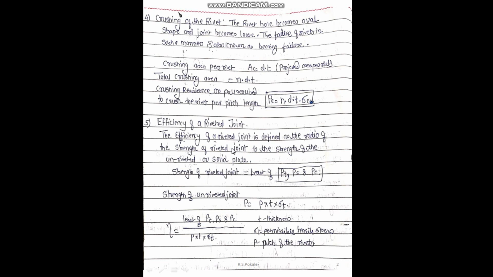Then, lastly, you have to check the efficiency. We found that the rivet may fail by tearing, that is tensile force, it may fail by shearing tau, or it may fail by crushing of the rivets. So whichever failure occurs, tearing, shearing or crushing, you have to find out the efficiency of the riveted joint. To find the efficiency, you have to check the strength of the plate without riveting. So the strength of the unriveted joint is equal to P into t into sigma t.